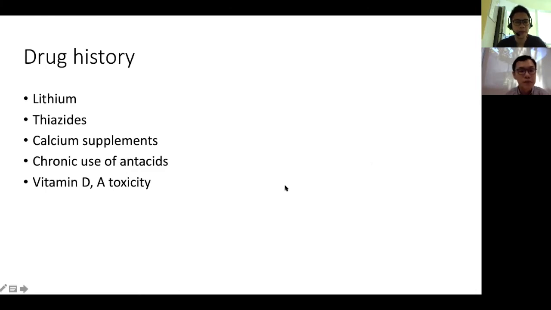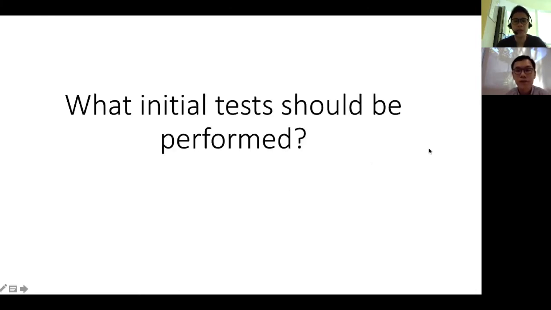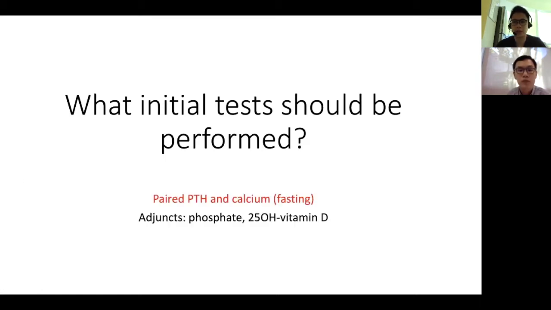Okay, will do. The next question is what initial tests should we be performing in the evaluation of hypercalcemia? I think the most important thing is to look at the parathyroid hormone. The parathyroid hormone is really the main player in calcium homeostasis. Although calcitonin also plays a role, it is relatively minor. So we look at the PTH in relation to the calcium, and that helps us to divide it into whether it's PTH dependent or PTH independent hypercalcemia.